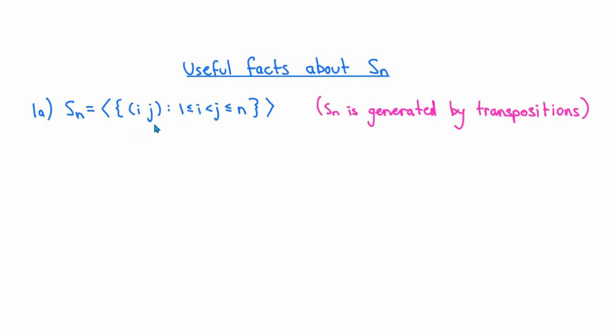So the first fact is that the symmetric group of degree n is generated by the collection of all transpositions of the form (i j), where i and j go from 1 to n. Remember that this means that every element of the symmetric group can be written as a product of transpositions and their inverses, but since this is a finite group, and also since the inverse of a transposition is just the transposition itself, that's the same as saying that every element of Sn can be written as a product of transpositions. Okay, so how do we prove this fact?